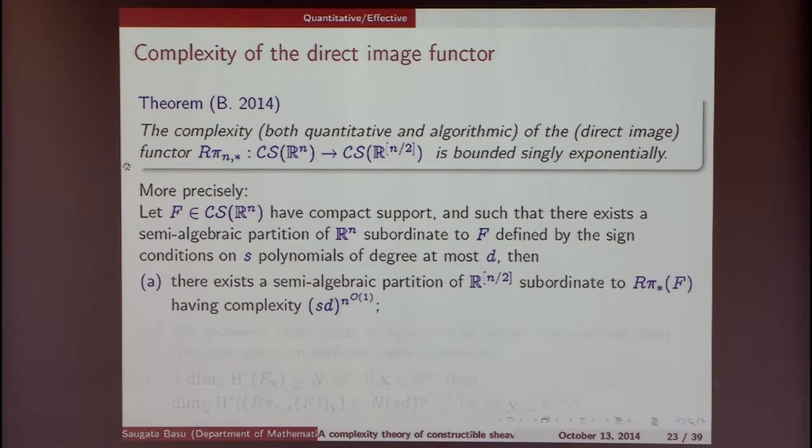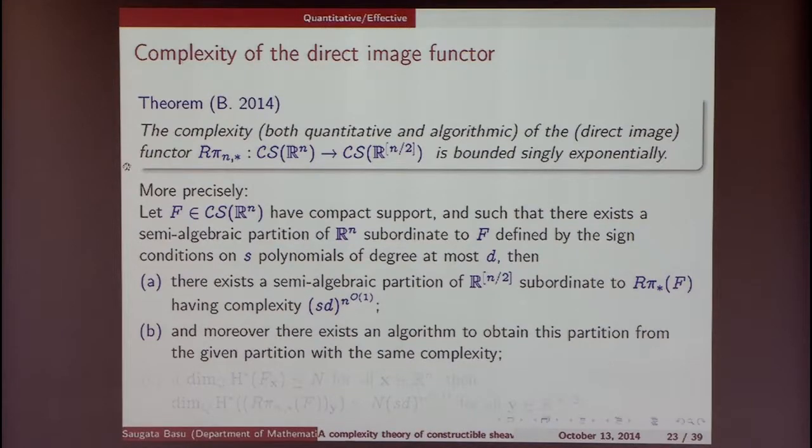And suppose there exists a semi-algebraic partition of Rn, subordinate to F in the sense of the definition of constructible sheaf, defined by sign conditions on at most S polynomials of degree at most D, and so on. Then there exists a semi-algebraic partition of Rn over 2, which is subordinate to the direct image sheaf, having complexity which is singly exponentially bounded. It might be slightly more precise, but that's the main thing that I want to convey.